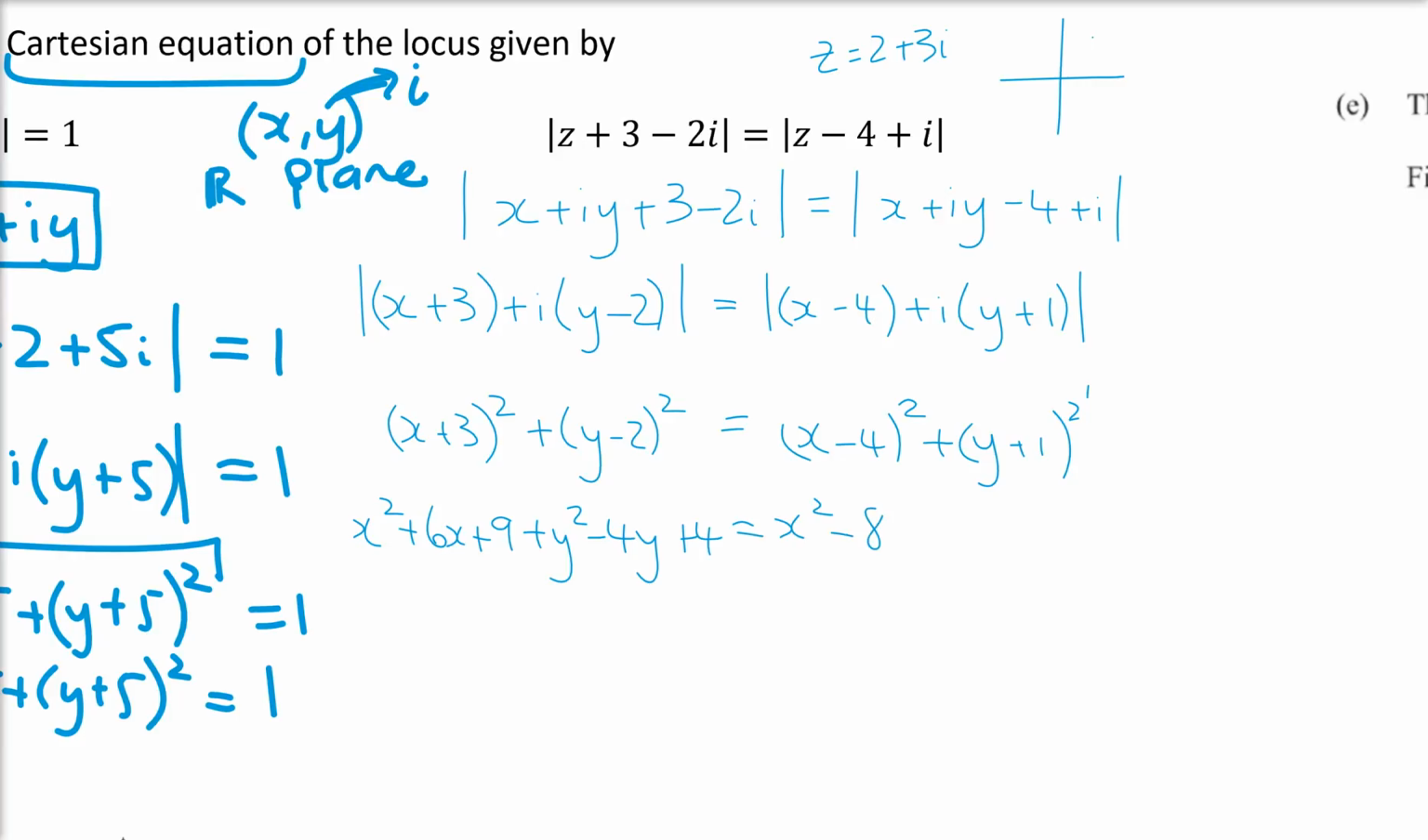So this is just me expanding these brackets. Hopefully I am expanding them correctly.